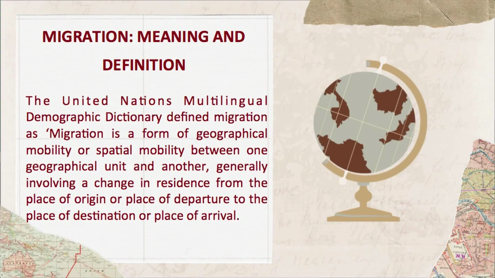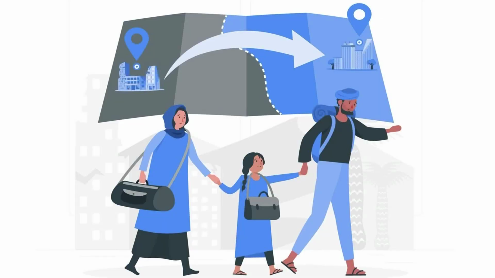The United Nations Multilingual Demographic Dictionary defines migration as a form of geographical mobility or spatial mobility between one geographical unit and another, generally involving a change in residence from the place of origin or the place of departure to the place of destination or place of arrival. Such migration is called permanent migration and should be distinguished from other forms of movement which do not involve a permanent change of residence.